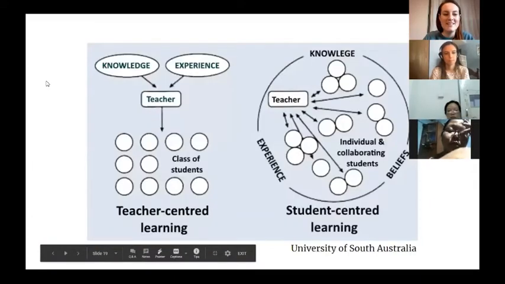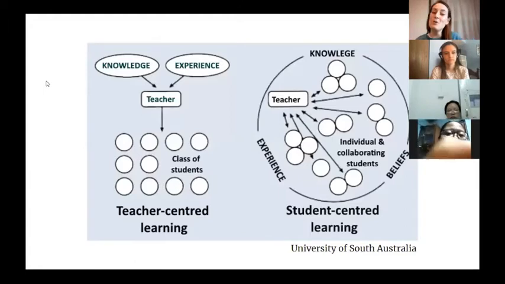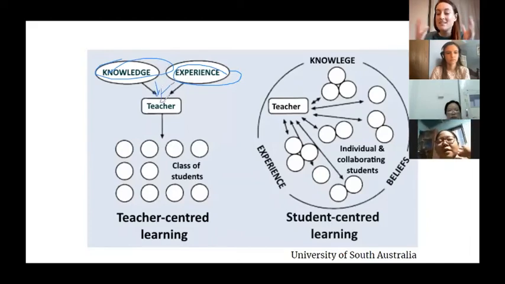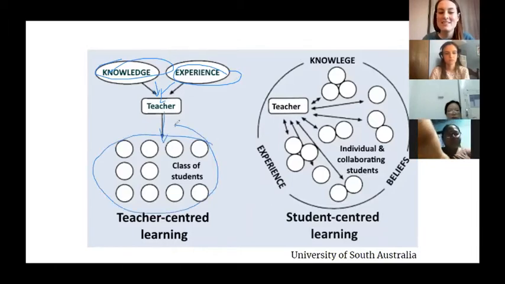Okay, so this is an image to show you the difference. We have knowledge, we have experience. It goes to the teacher, so the teacher has knowledge, experience, and then the teacher gives it to the students. So is that teacher-centered or student-centered? Teacher-centered. Yeah, so that's the traditional model of a classroom.